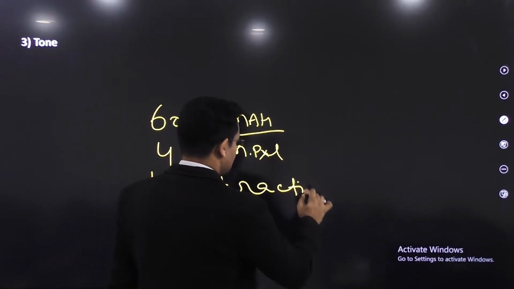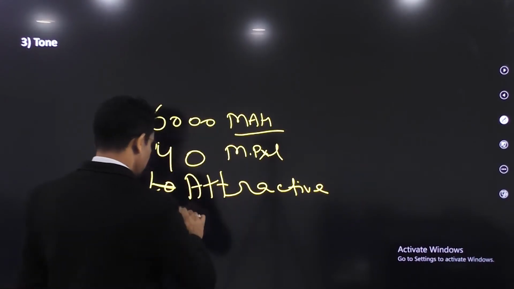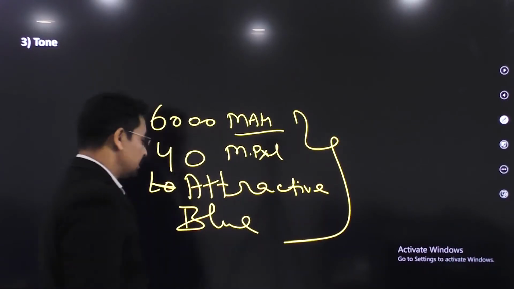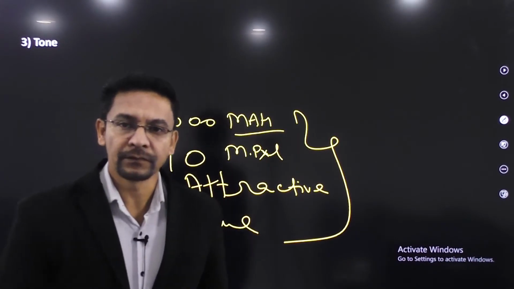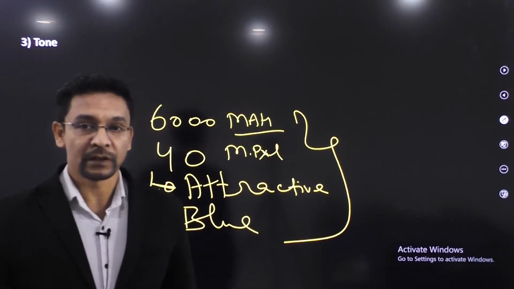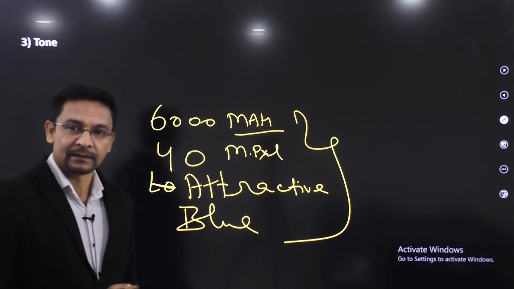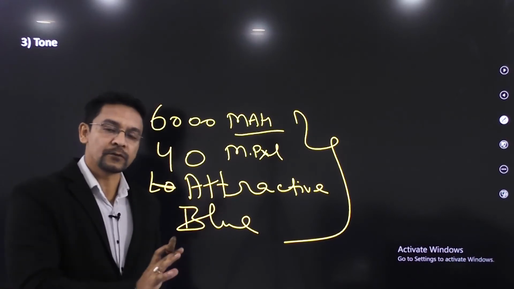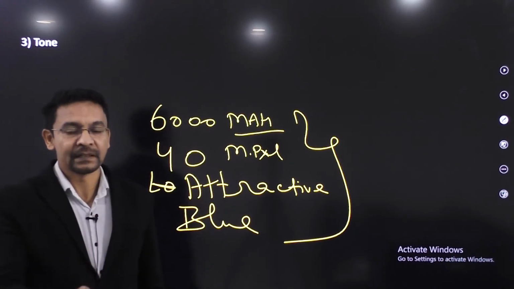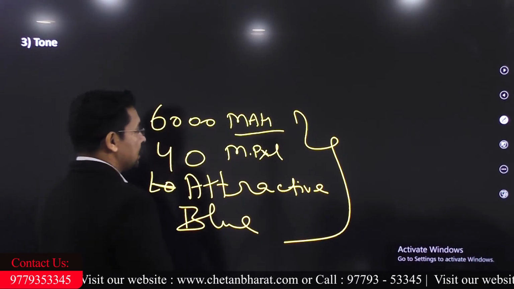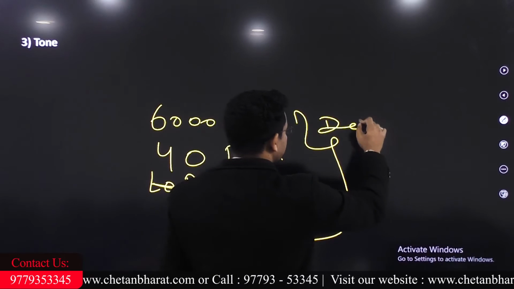Okay, so it is blue. The color is blue. I have told you quite a lot of things about my phone. If the author does this, if the author tells you about something, this happened, that happened, this is that, then we call it descriptive tone.